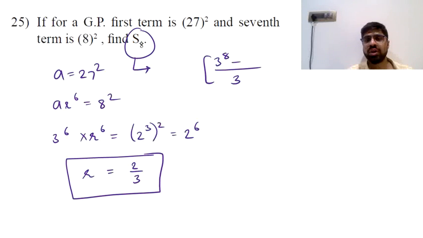2 power 8 is going to be 256. And finally we calculate the bigger number, which is 3 power 8. 3 power 4 was 81, so 3 power 8 will be 81 square. 81 square will be 6561. And yeah, that's the value for 3 power 8.